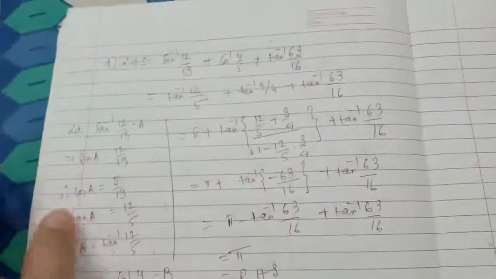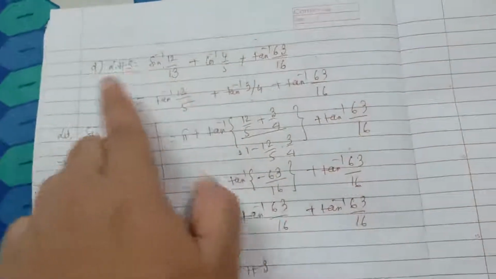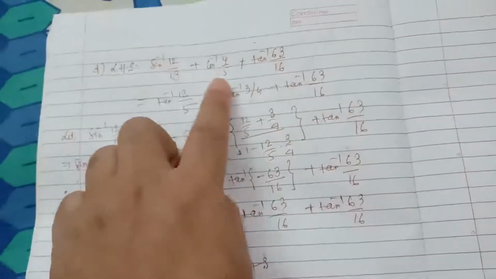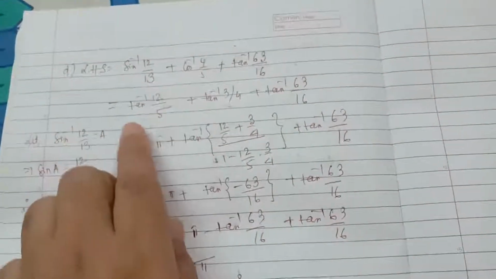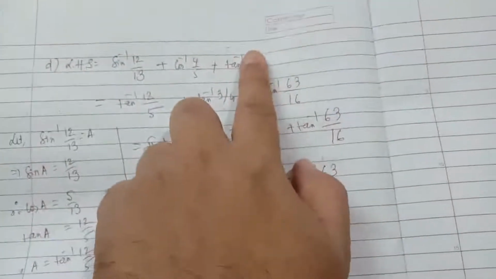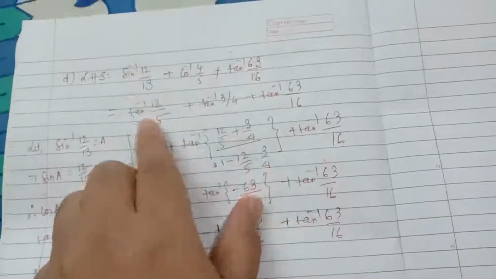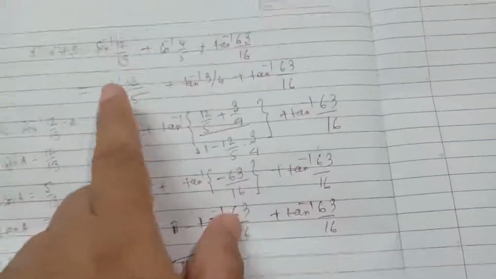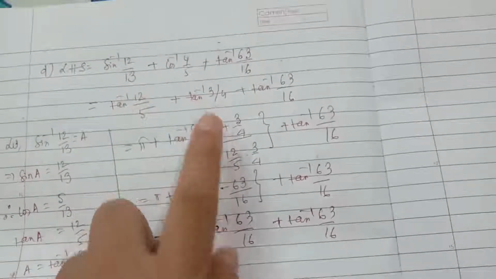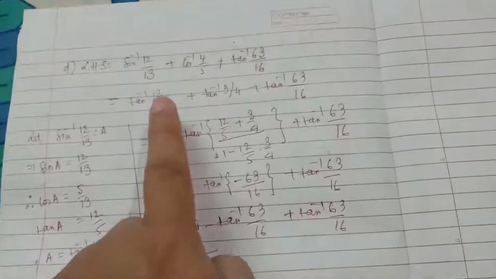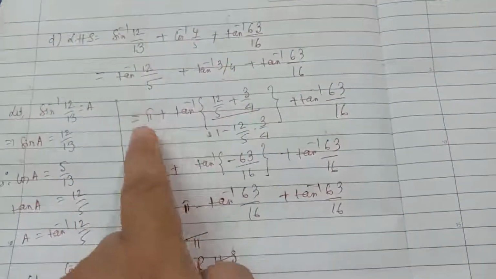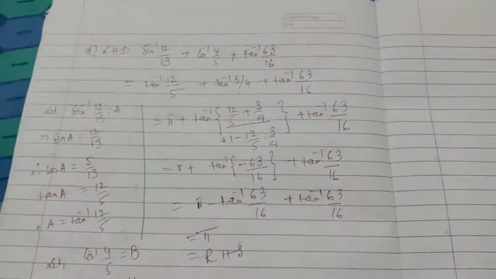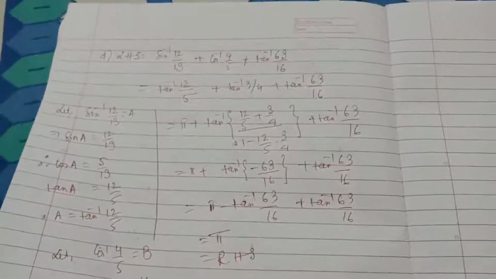So this is a very important question. This is a sum of three terms: sine inverse, cos inverse, and tan inverse. What we have done is express all three in terms of tan inverse. But this one is already in terms of tan inverse. We have expressed these two in terms of tan inverse, and applying the formula for tan inverse of x plus tan inverse of y, we get this. But before doing that, we have to check x into y, which here is more than 1, so we have to add pi plus this.